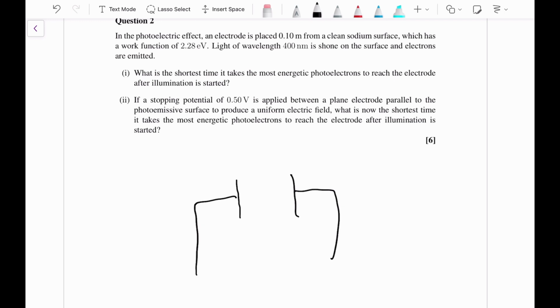It says light of a given wavelength is shone on the surface and electrons are emitted. So the idea is that light is shone on the surface. Let's say the left side is the sodium surface, and then essentially there will be photoelectrons that are emitted from the surface, which go over here. The first component of the question was to calculate the shortest time it takes the most energetic photoelectrons to reach the electrode after illumination started.